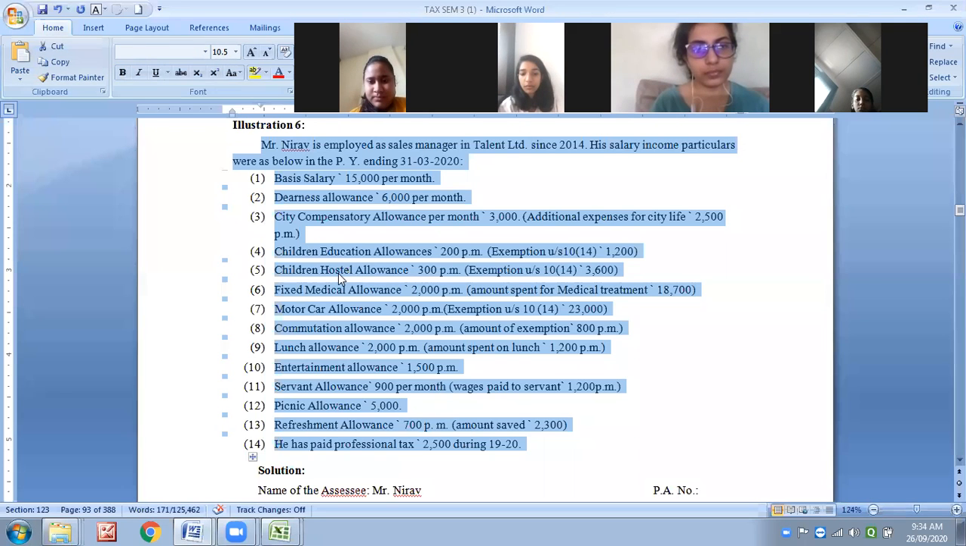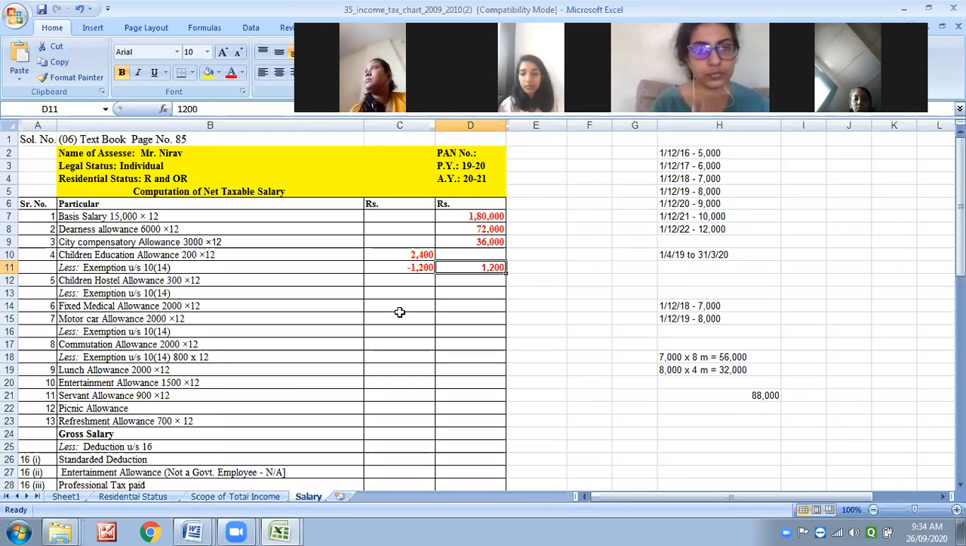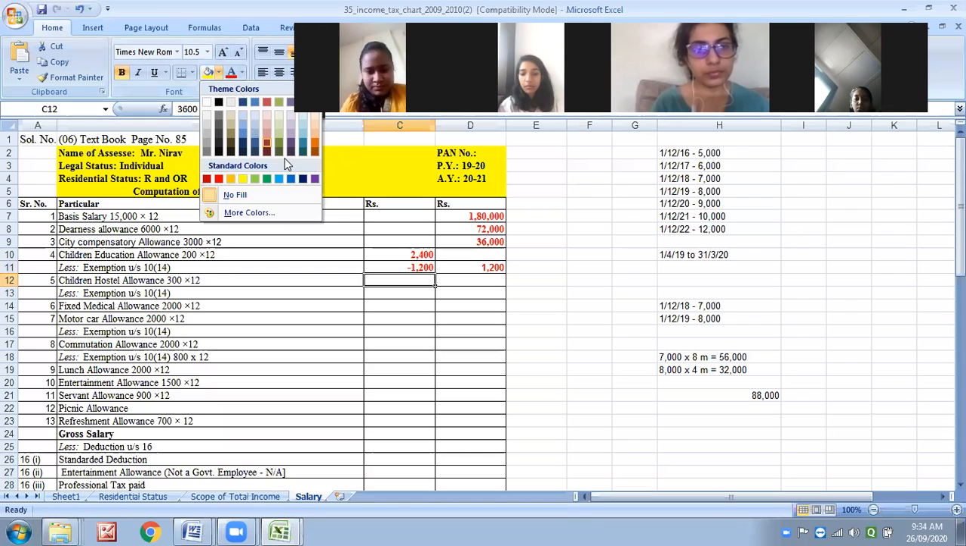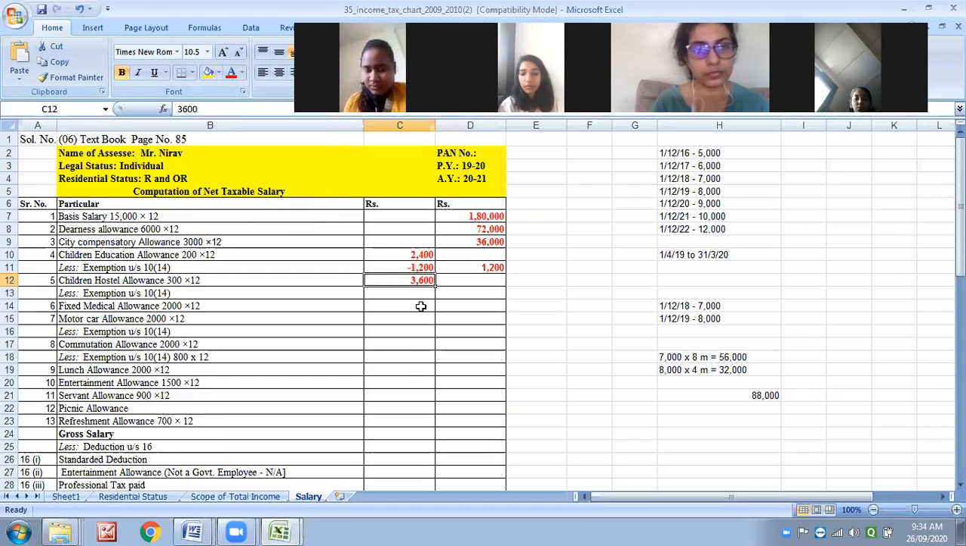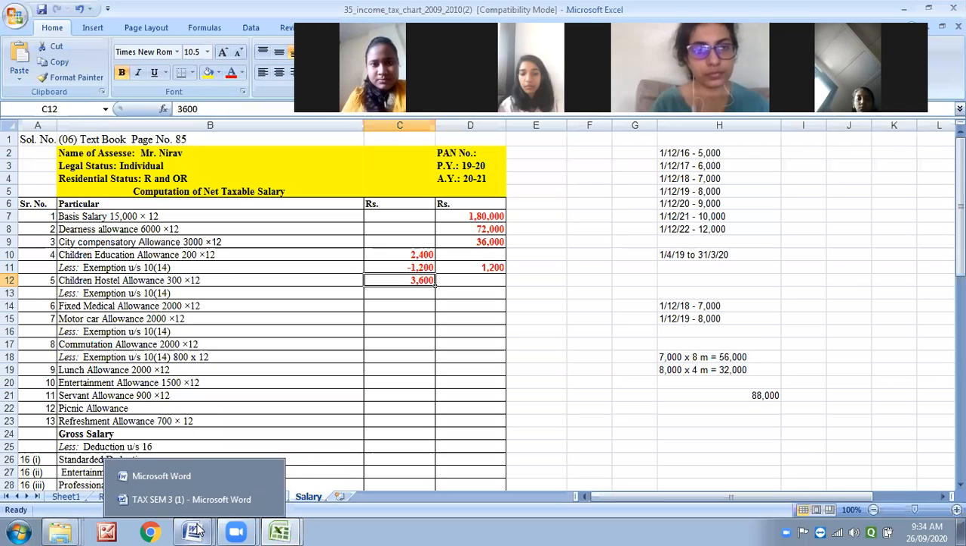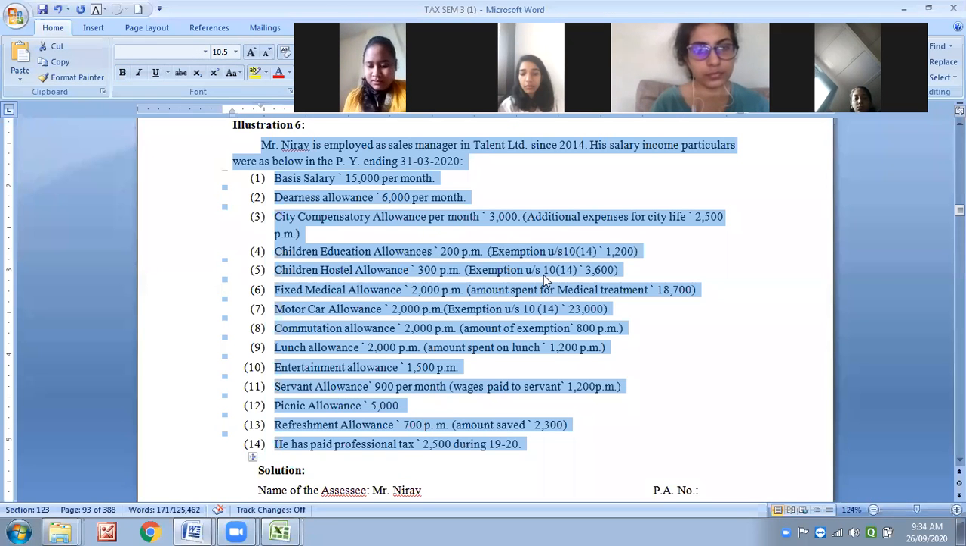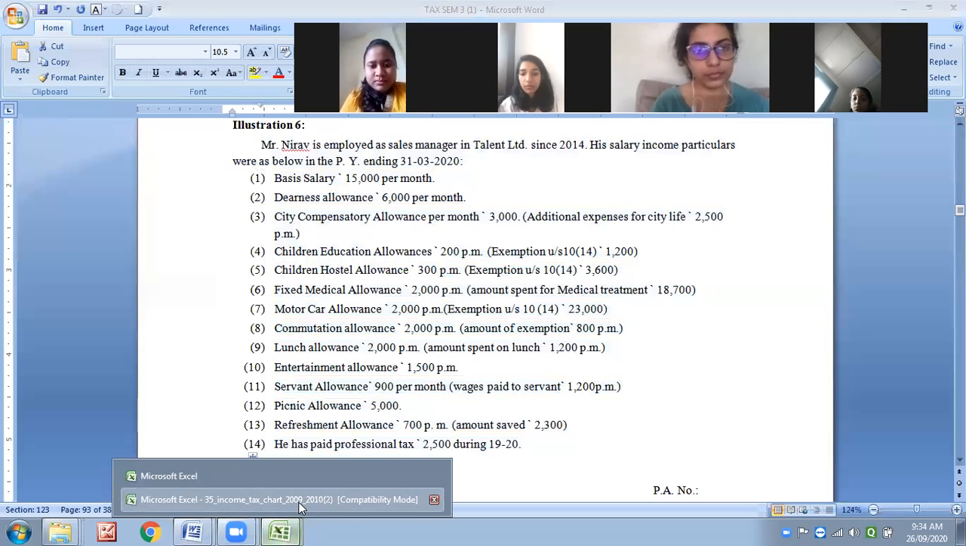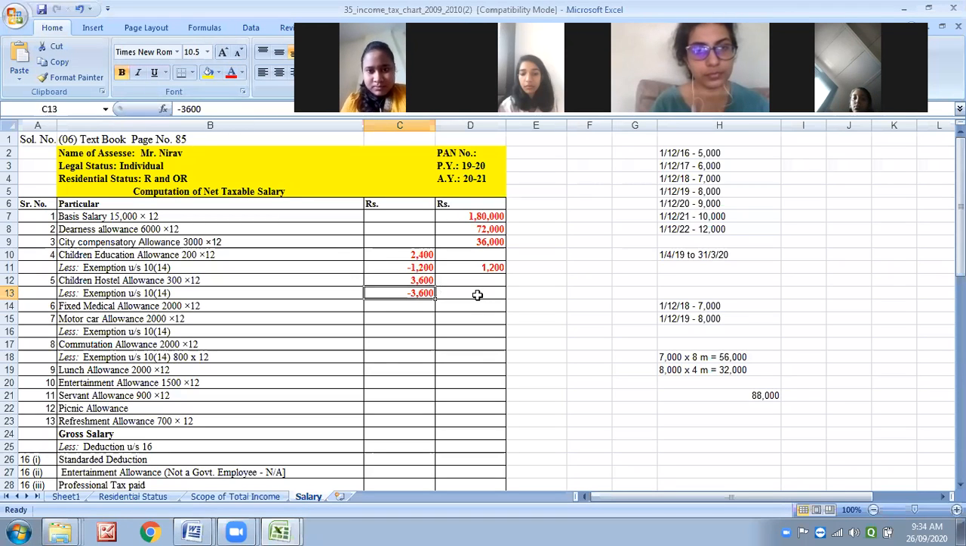Okay. Next, children's education allowance. That was 300 per month. So per annum will be? Yes. Deduction amount is given. How much was exemption under section? Again, 3,600. So entire amount will be exempted. So taxable will be how much? Nil. Is this clear? Okay. Does everyone understand? Are you getting everyone? Okay.